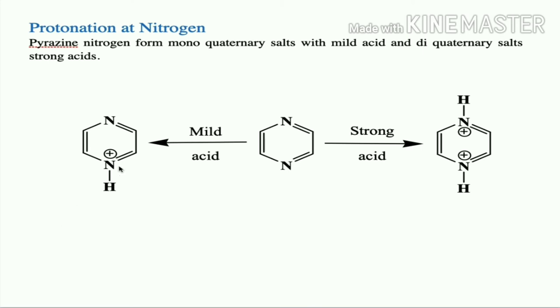If you come to the example, protonation: pyrazine nitrogen forms a monoquaternary salt with mild acid and diquaternary salts with strong acids. So, if pyrazine is treated with mild acid, it is going to form a monoquaternary salt. If a strong acid is present, then it is going to form a diquaternary salt. So, these are the reactions which are common for diazines.